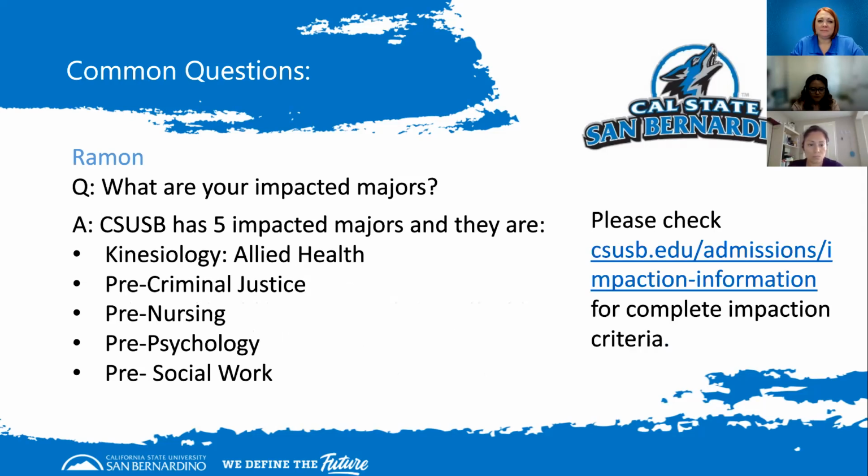And then for our impacted majors, we have a total of 5. They are kinesiology, allied health concentration, pre-criminal justice, pre-nursing, pre-psychology, and pre-social work. And if you would like more information, go to the website to the right, csusb.edu/admission/impaction-information for complete impaction criteria.